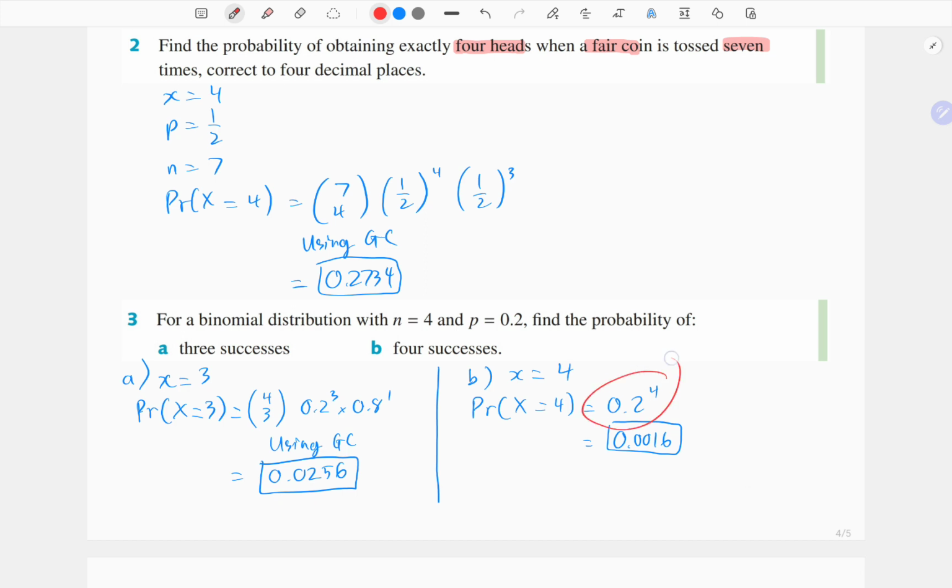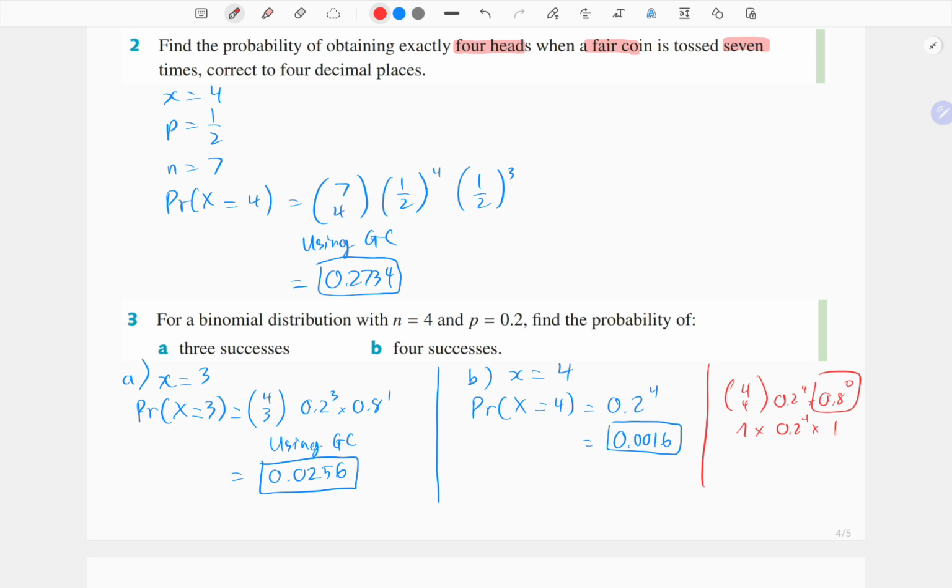Okay, now I'll explain my answer a little bit here. So a little bit different. My answer is just 0.2 power 4. Why is that the case? So even if you were to do the other way, which is 4 choose 4, and then that would be 0.2 power 4, 0.8 power 0, right? Anything power 0 equals 1. So that would just be 0.2 power 4 times 1. And how many ways are there to choose 4 out of 4? Only one way.